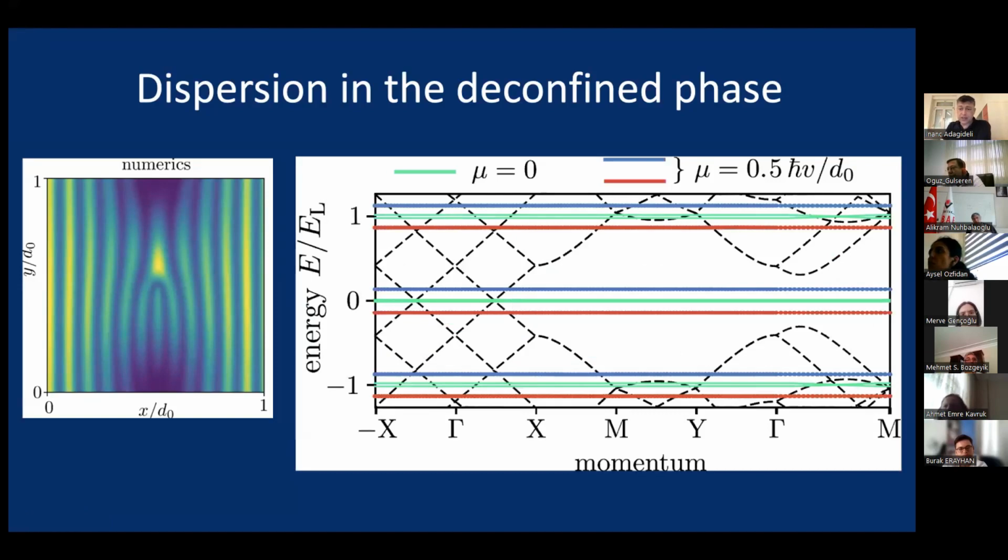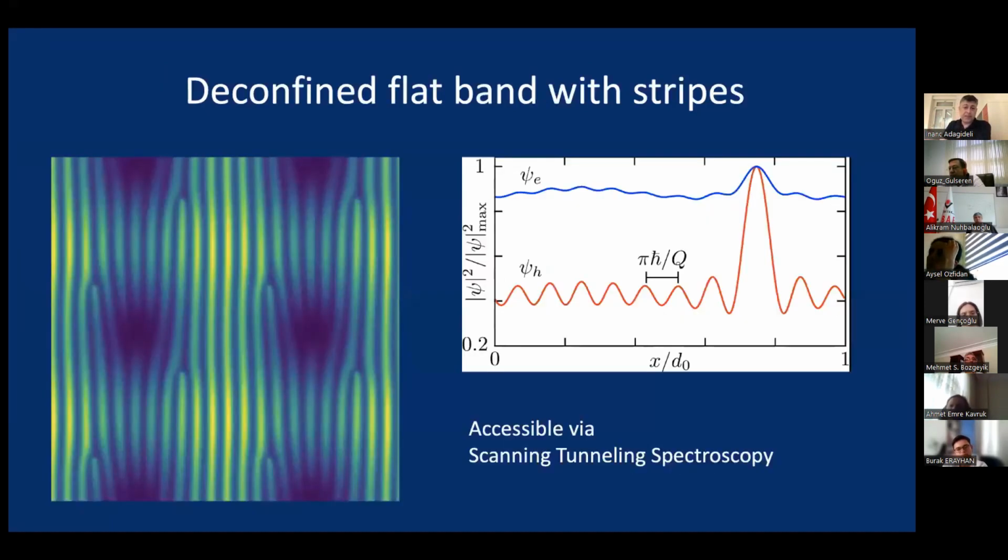Now you can ask yourself what happens with the chemical potential. You see that this chemical potential actually shifts your bands up and down, but it doesn't destroy the flatness. So this is a very nice and cool feature. And then another thing: this is basically something that is accessible.